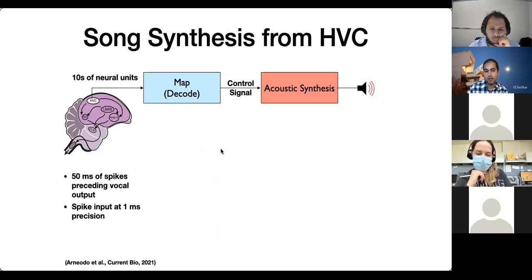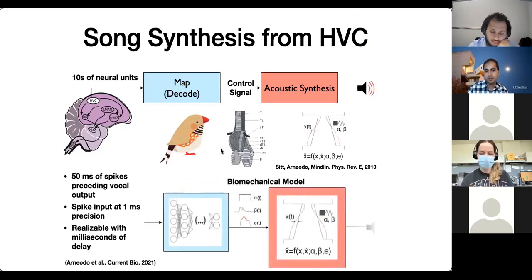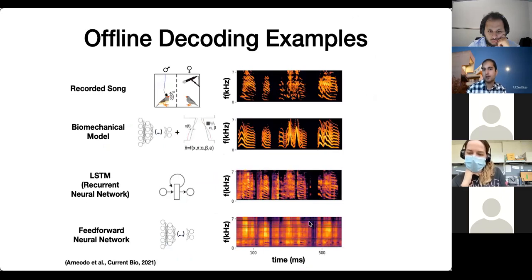And one of the things that we've done is we've built a system that incorporates the biomechanics of the bird's vocal tract as part of our song synthesis system. And we find that by constraining the decoder to these dynamics, we get more naturalistic outputs. And so this is just a quick summary. You can see the visuals here. If we introduce this biomechanical model into our machine learning strategy, we get much better spectrograms out.